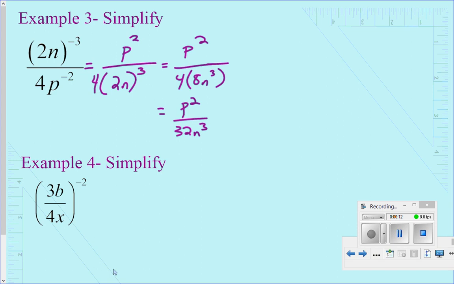That doesn't simplify, so I just need my restrictions. From the final answer, n can't equal 0. From the original denominator, p can't equal 0. That's my final answer.